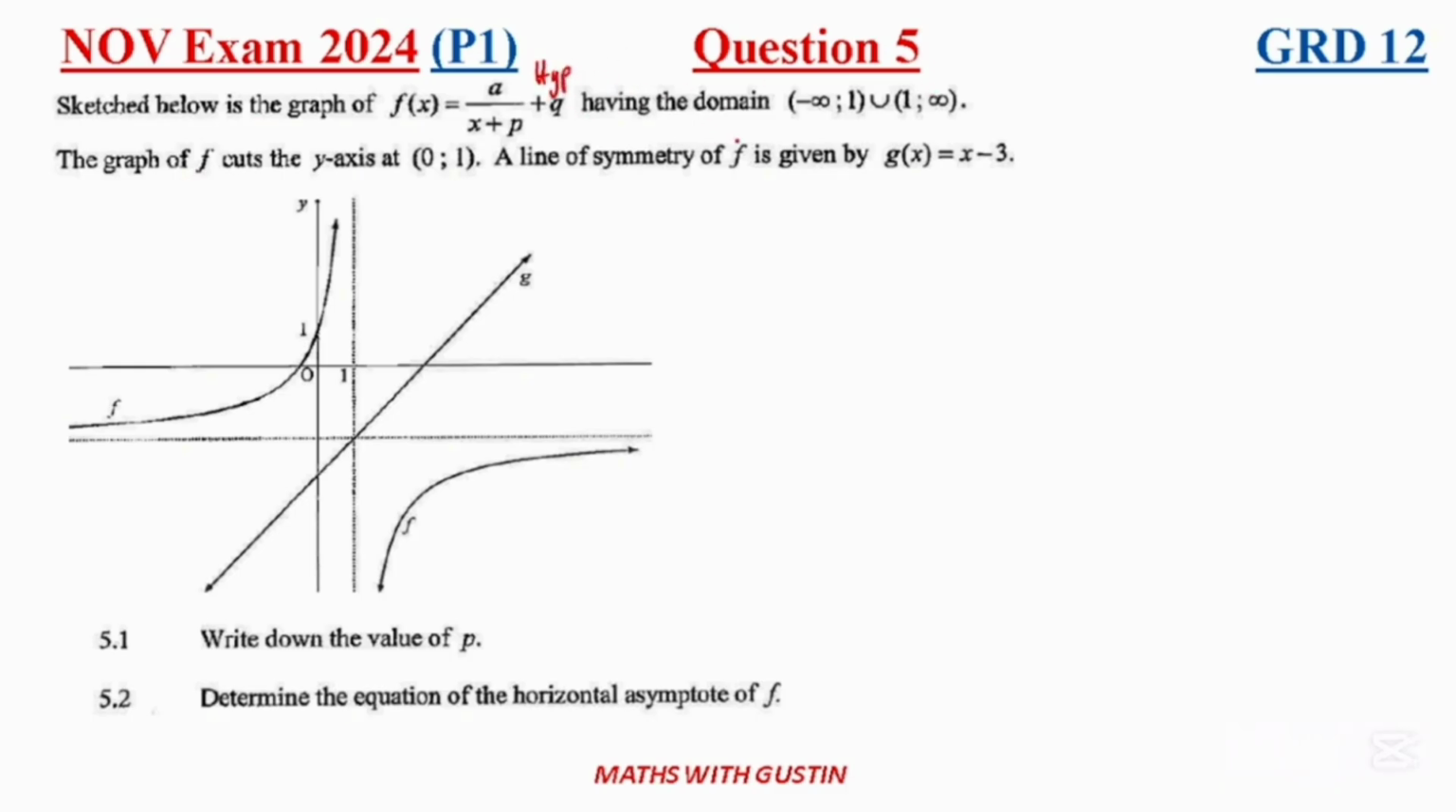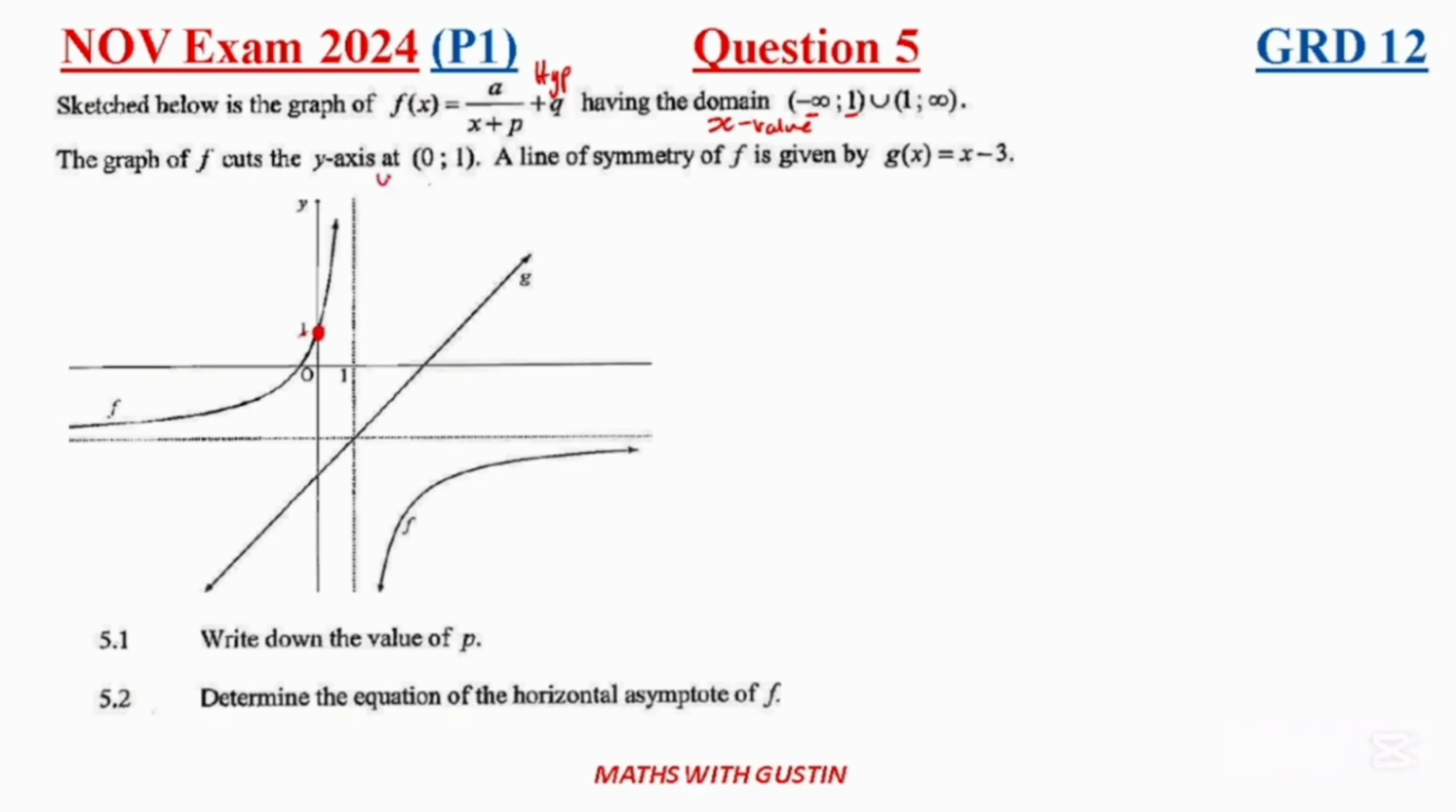Having a domain of x ∈ ℝ, x ≠ 1, and domain, they are referring to what, guys? Domain is referring to x values. So this is our domain: from negative infinity to 1 and also from 1 to positive infinity. All right, great stuff. So the graph of f(x) cuts the y-axis at (0; 1). So it's cutting the y-axis at this point here, which gives us the y-intercept.